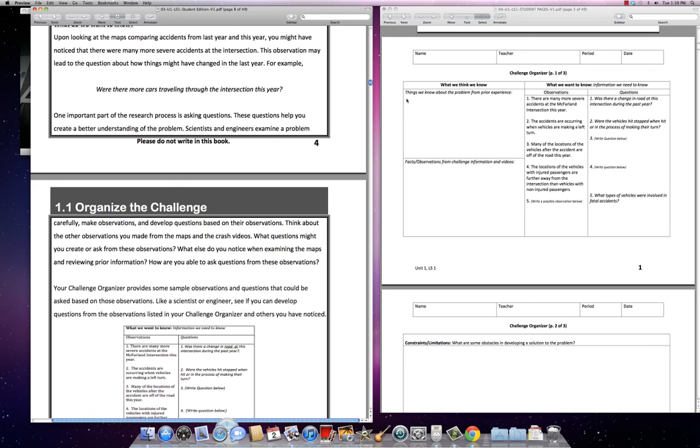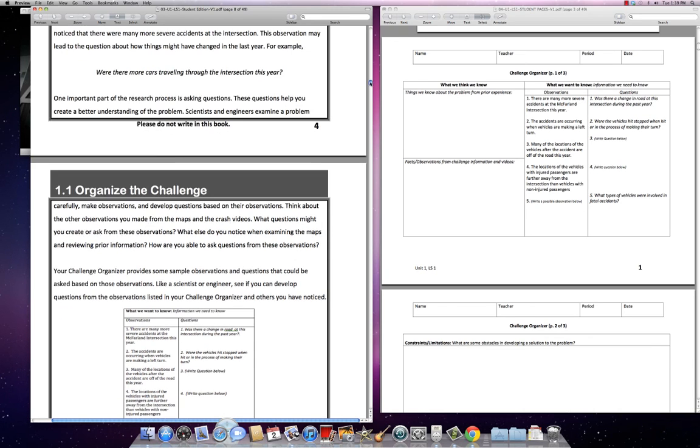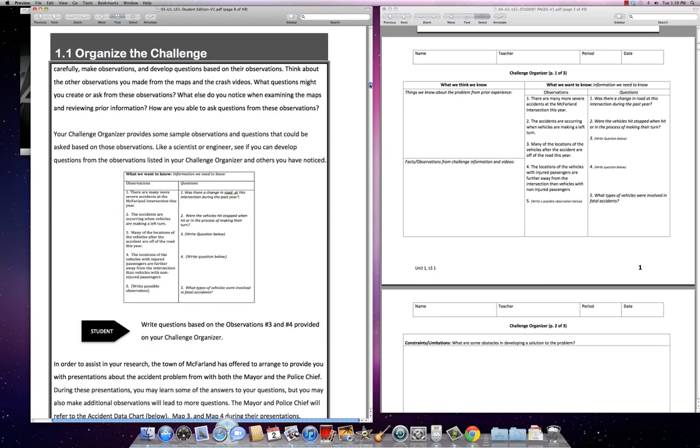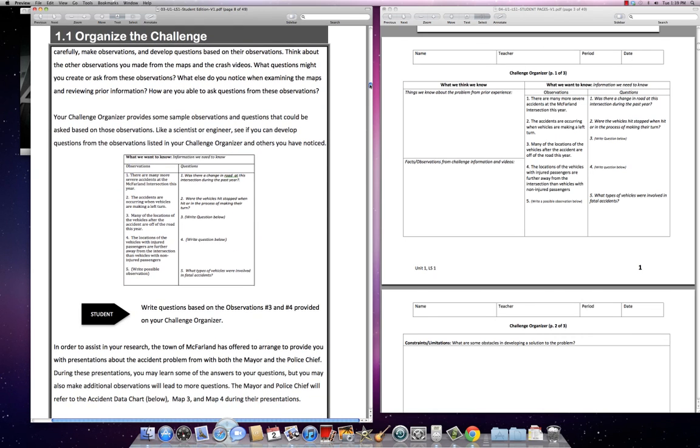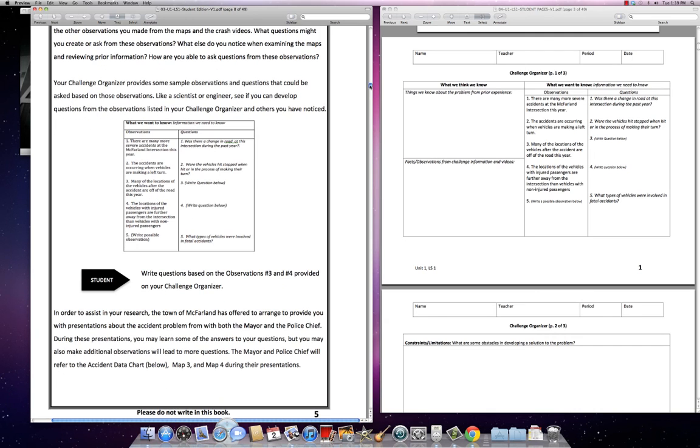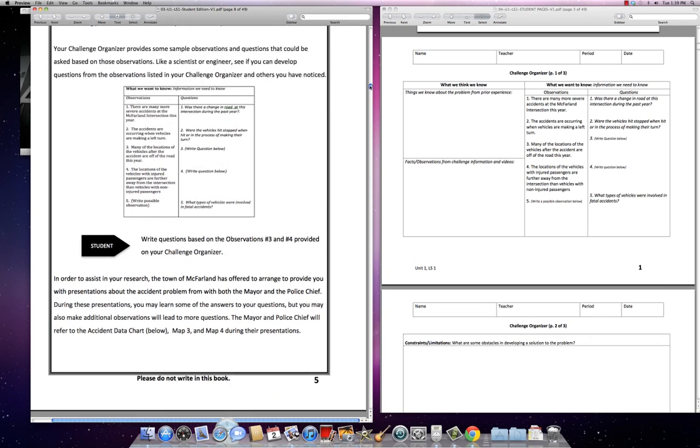Once students have worked on the scaffolding process and learned how to make questions from observations, they will start to get some more information about the challenge. This information will come from both the police chief and the mayor. They will eventually take the observations that they write down and write some additional questions.